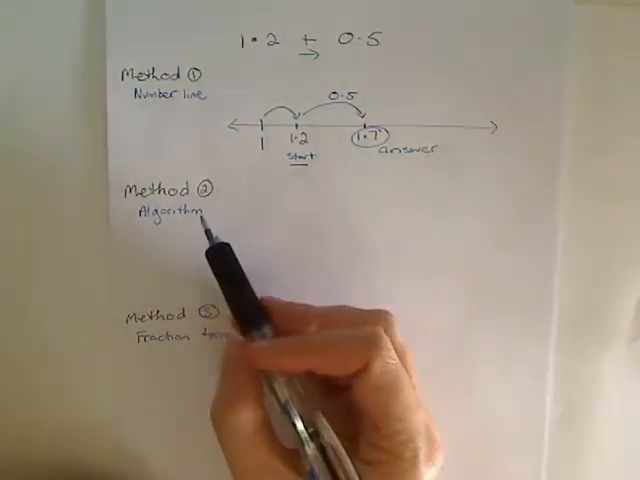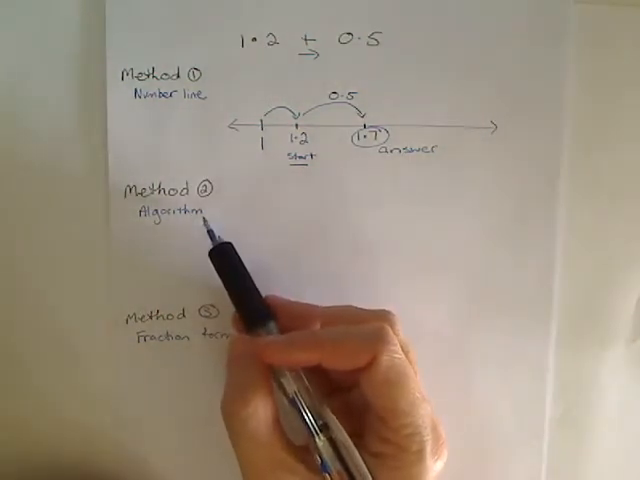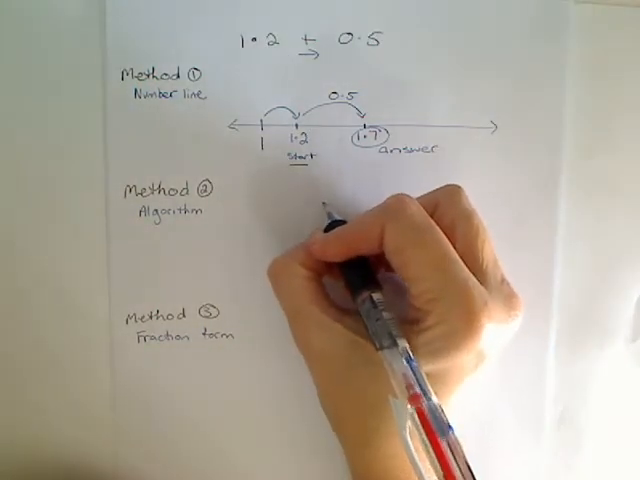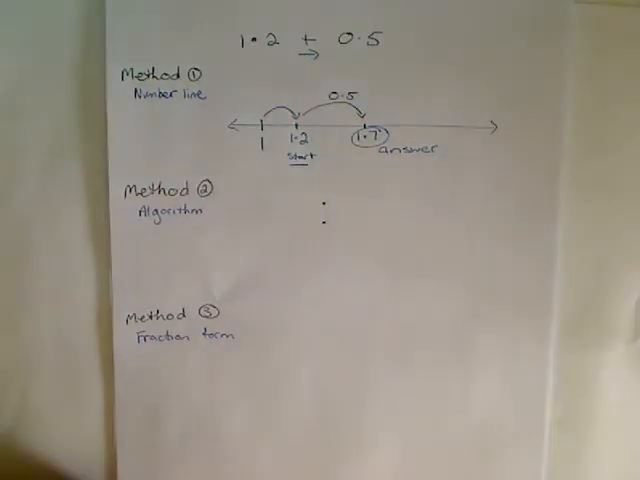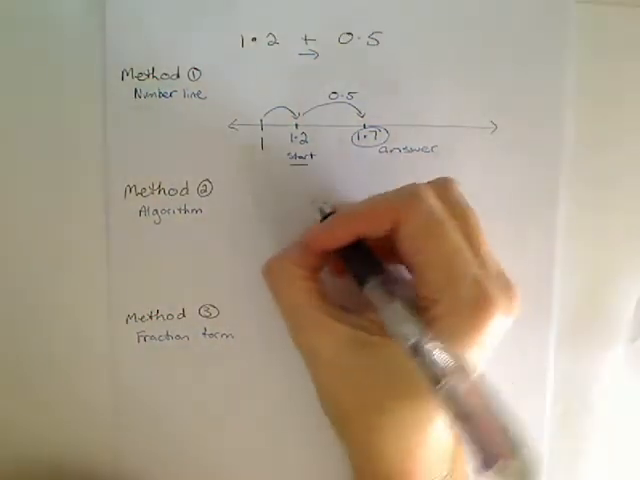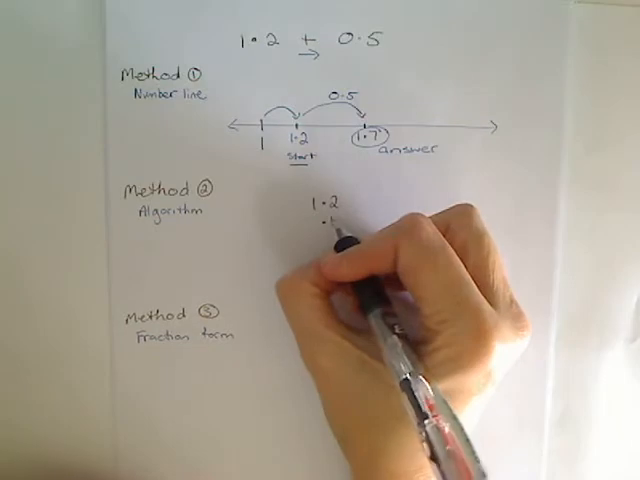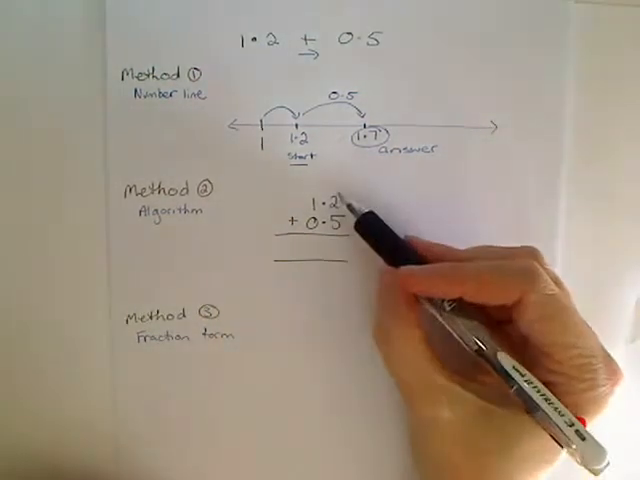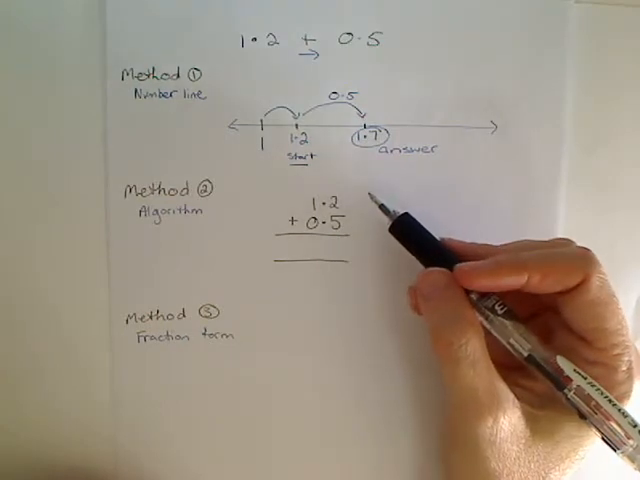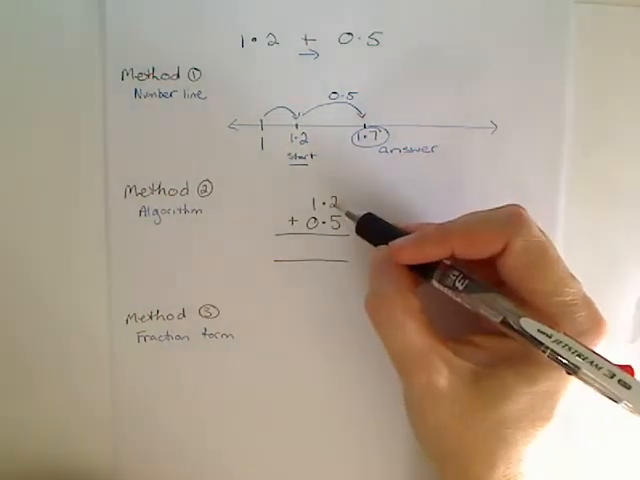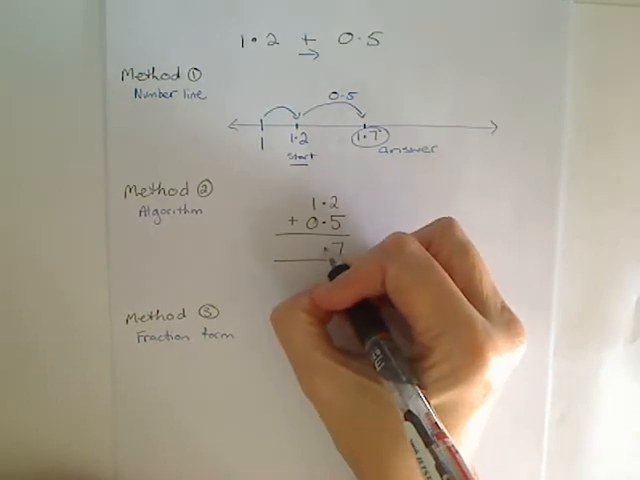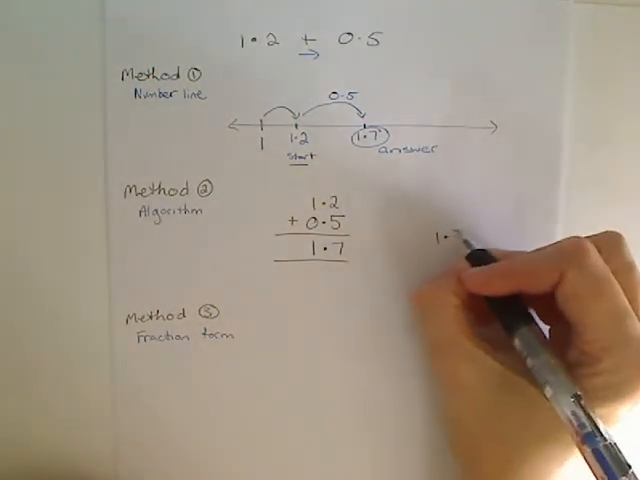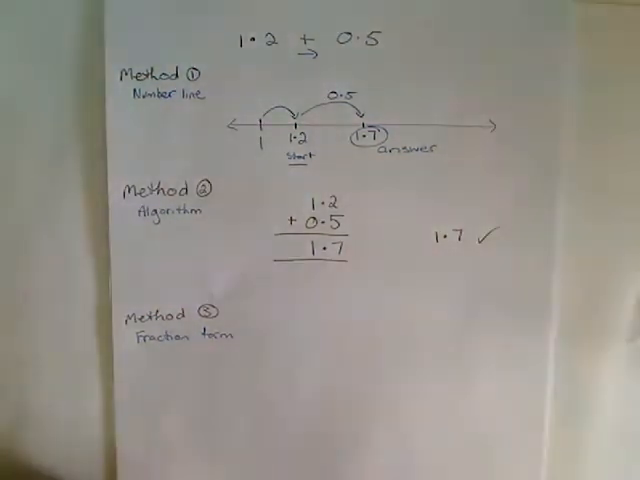If we decide we'd rather use an algorithm, remember to line up your place values. So I'm going to make sure that my decimal places are definitely sitting one above each other. 1.2 plus 0.5, we're adding, and we start at the right as we add, and it works just like whole numbers. So 2 and 5 is 7/10 and 1 whole. Our answer again is 1.7. So that's good when we compare.